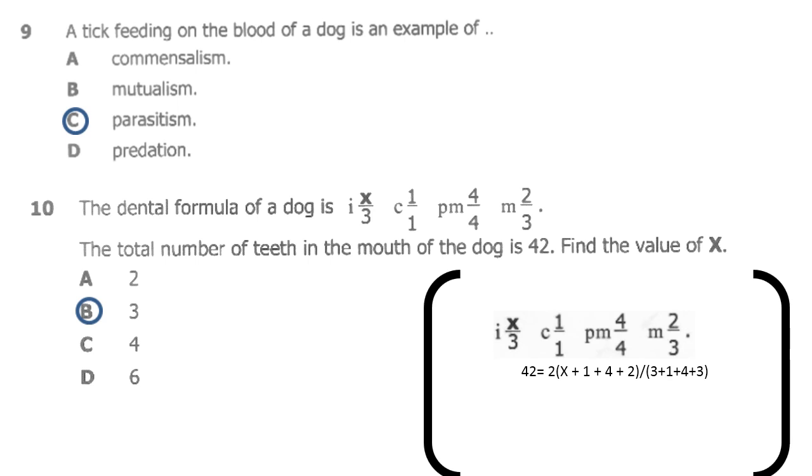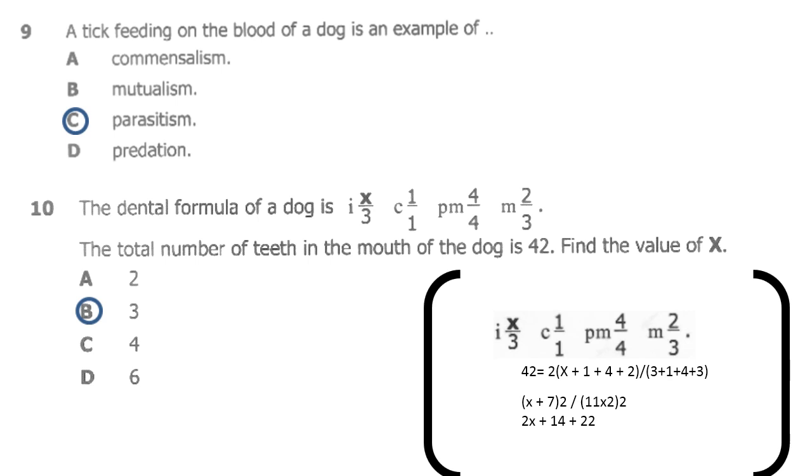divided by, you add also the total number of teeth on the lower jaw, which is 3 plus 1 plus 4 plus 3. And after you do that, this is what we are going to have: x plus 7 multiplied by 2, 11 times 2 multiplied by 2. So here our answer will be 2x plus 14 plus 22.